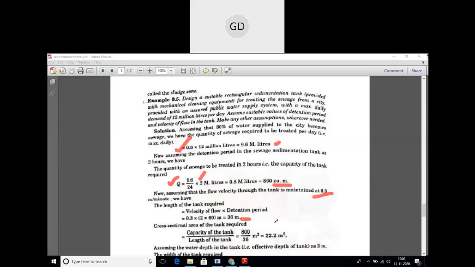So now the cross sectional area of the tank required, you find out the cross sectional area. The cross sectional area formula is what? Q by L. So it is the capacity of the tank divided by the length of the tank. The capacity we just got, it is 800, and divided by the length, which is 36 meter. It comes to be 22.2 meter square, the cross sectional area.